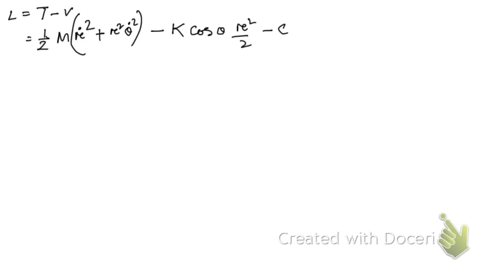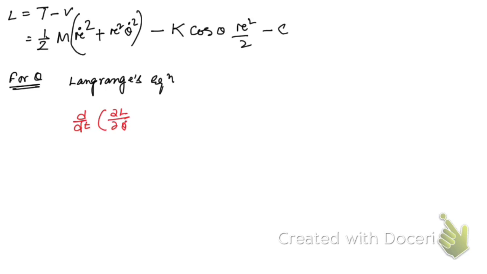Now you see the Lagrange equation for theta. We know that it's going to be d/dt of del L by del theta dot minus del L by del theta is equal to 0. That's going to be the equation, right? So now you see here, let me write it properly. This is theta dot, okay.